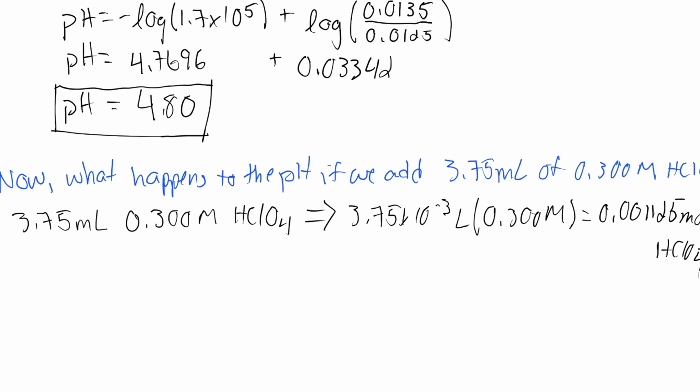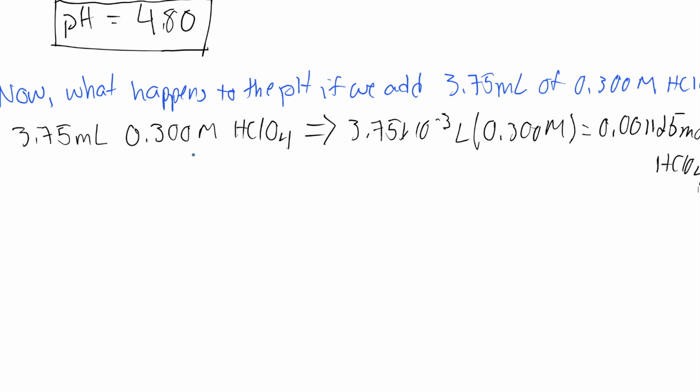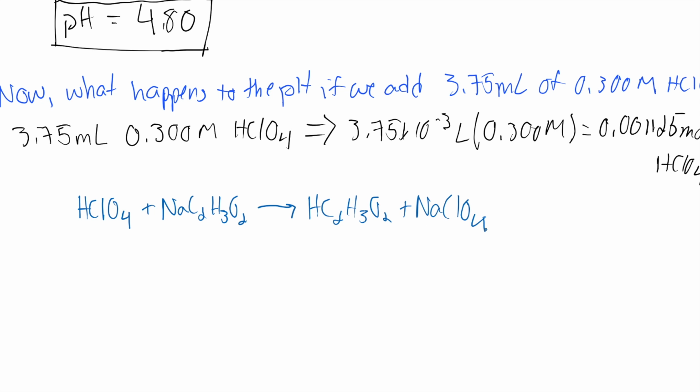Okay, well now let's look at what's actually reacting here. So we know that because we have an acid, the acid is going to react with the base part of the buffer. So HClO4 is going to react with the sodium acetate, and because we're adding a strong acid, and of course this is a sodium salt, that's going to drive to completion and give us HC2H3O2, and of course NaClO4.